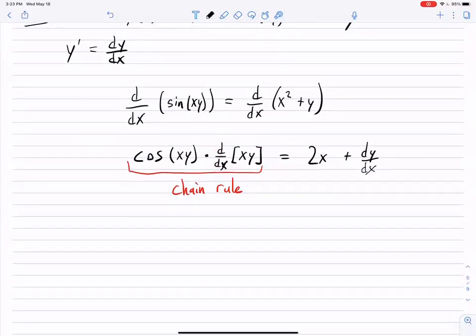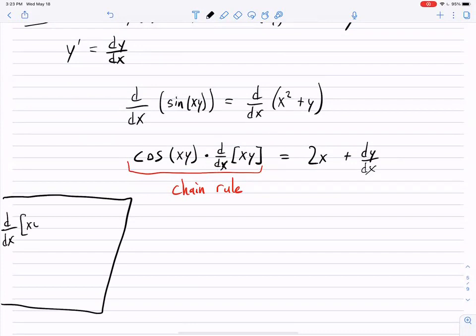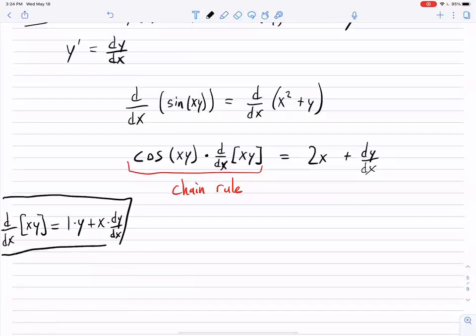And now we just need to figure out what that is. What is the derivative with respect to x of x times y? Well, let's do it in a little aside over here. So d dx of x times y. Well, this is the product rule. So it will be the derivative of x, which is 1, times the regular y, plus the regular x times the derivative of y with respect to x. This is by product rule. So that's how we'll get the derivative of x times y, and we'll plug that in.